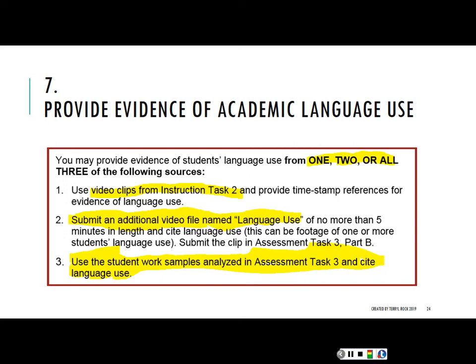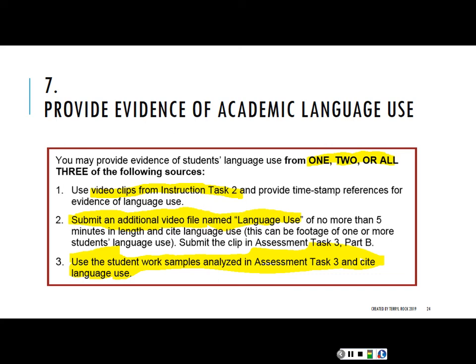Or you can use work samples from task 3. So this would be your work samples that you've already chosen, not different ones. Somebody asked me, well, can I have a language work sample? No, because that would be in addition to the work sample that you've already got. So you can't have more work samples. You can have a language video, but you can't have 3 more work sample files. Do you understand? So this is a 4th file.